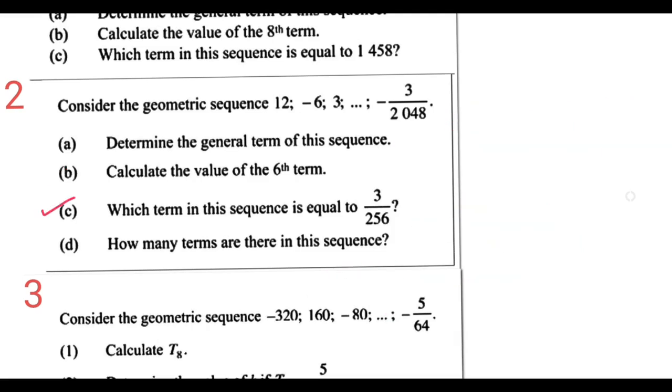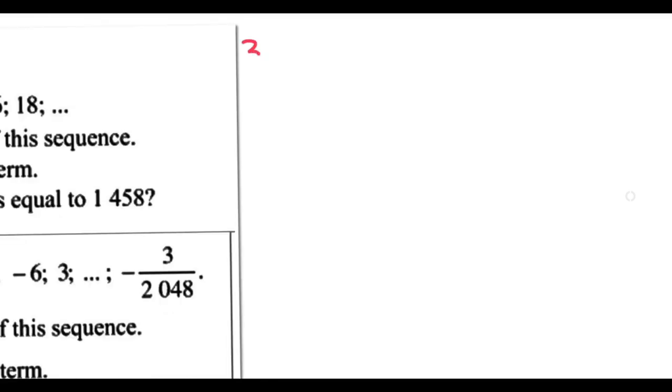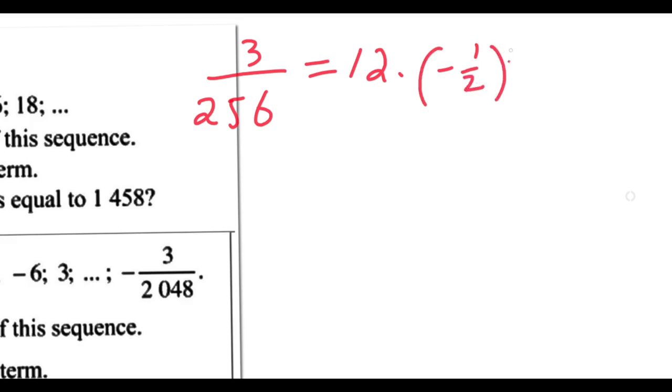The part C is very important. This is an exam type question. Which term in the sequence is equal to 3 over 256? Now, set the general term equal to the given value and solve for n. So we got now 3 over 256 is equal to 12 times negative 1 over 2 power n minus 1. Now isolate the exponent term because our subject of the formula is n. We need to find the n.